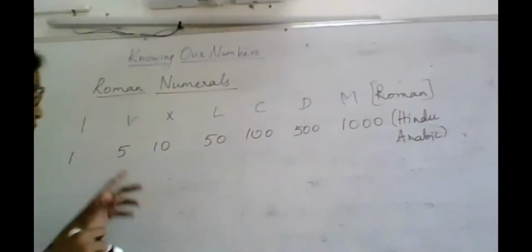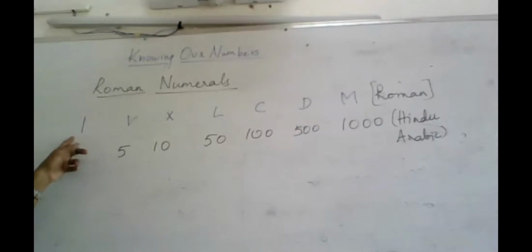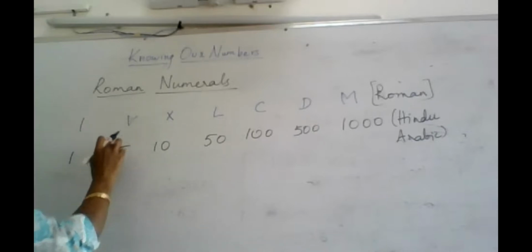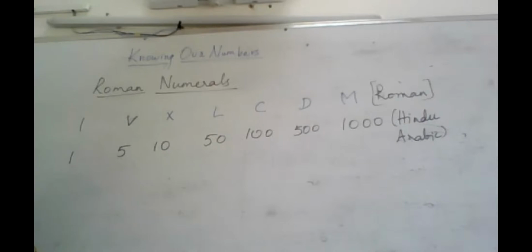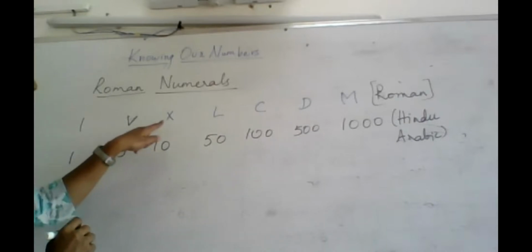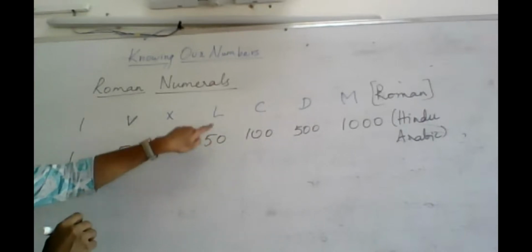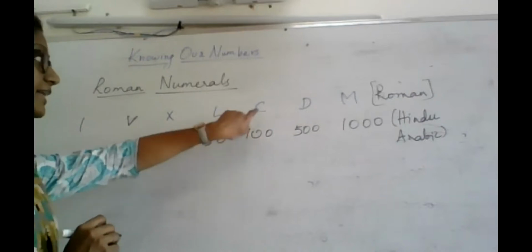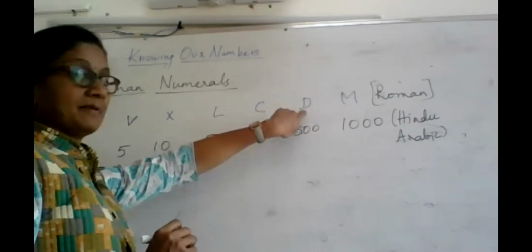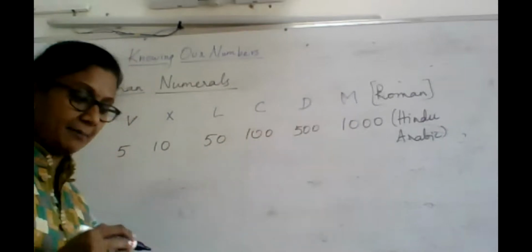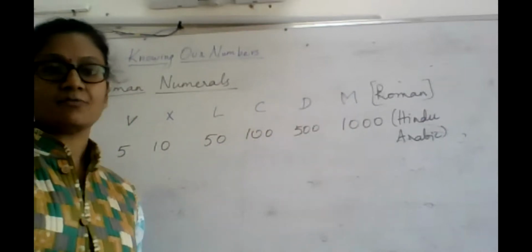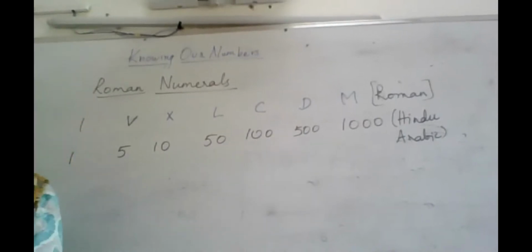So when I say 1 in the Hindu Arabic, it is represented as I. Usually we write it like this. But because bars are not allowed, we show it as a capital I like this, a certain vertical line. Then the second one is 5, which is represented as capital V, 10 as capital X, 50 as capital L, 100 as capital C, 500 as capital D, and 1000 as capital M.